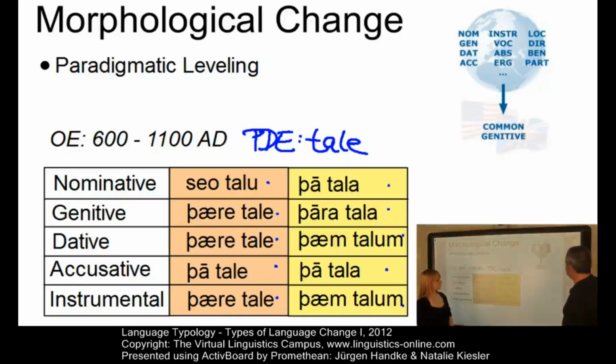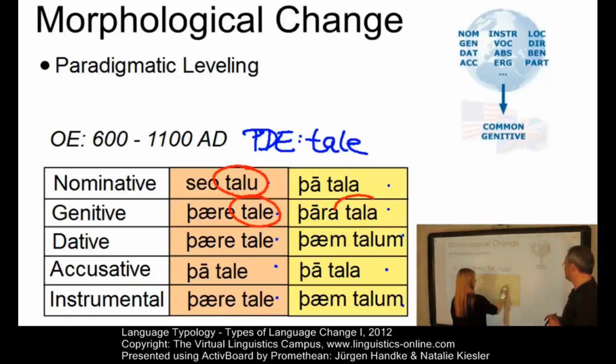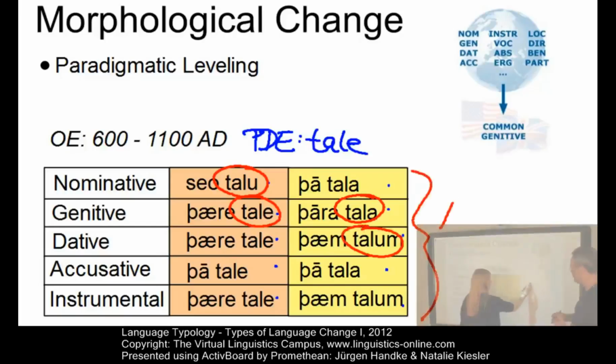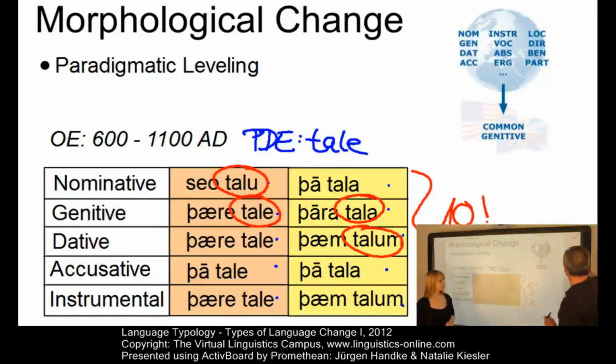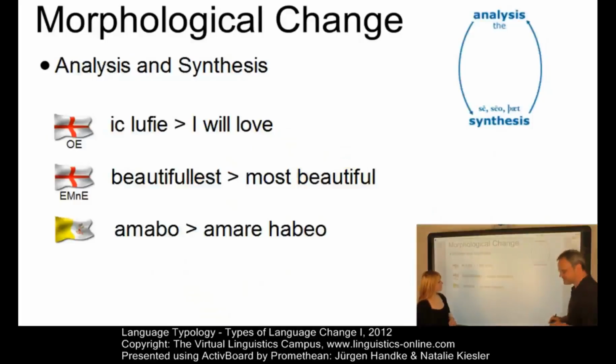But really we only have 4. Singular, talu, tale, and in the plural, tala and talum. So the functional distinction between subjects and accusative objects is only possible in the singular but no longer in the plural. In other words, we can observe a leveling or a reduction of the inflectional paradigm. Let us look at analysis and synthesis next.